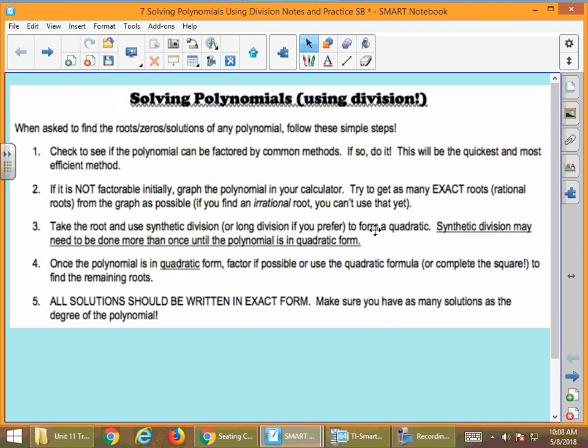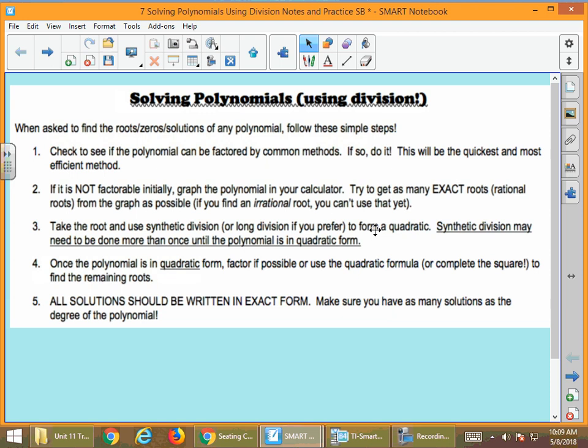Today we're going to talk about solving polynomials, and in parentheses there it says using division. So this is a good chance for us to figure out the synthetic division, especially as we go through these notes. But when you're asked to find the roots or the solutions or the zeros of the function, what we do first of all is we check to see if the polynomial can be factored. If it can be factored, that's the most efficient way to do the problem.